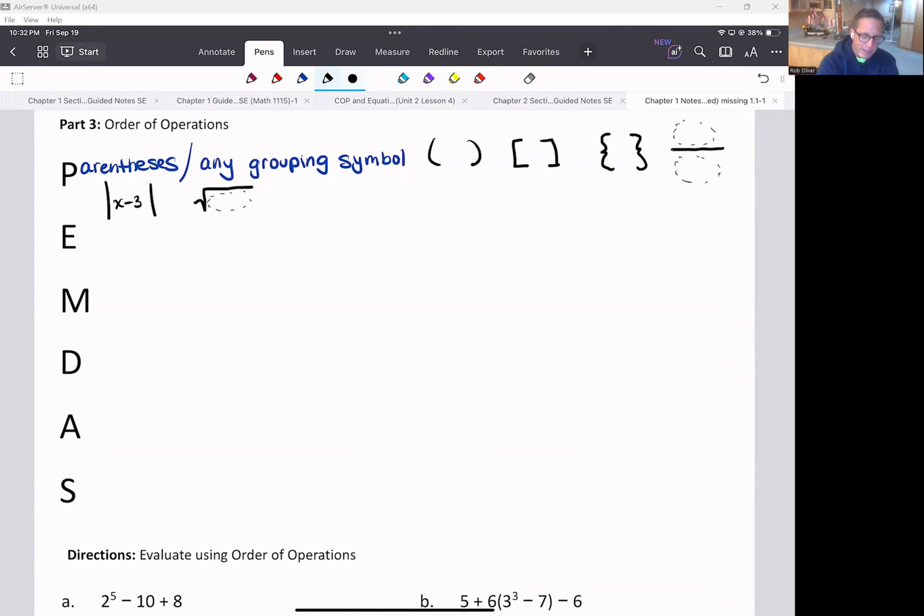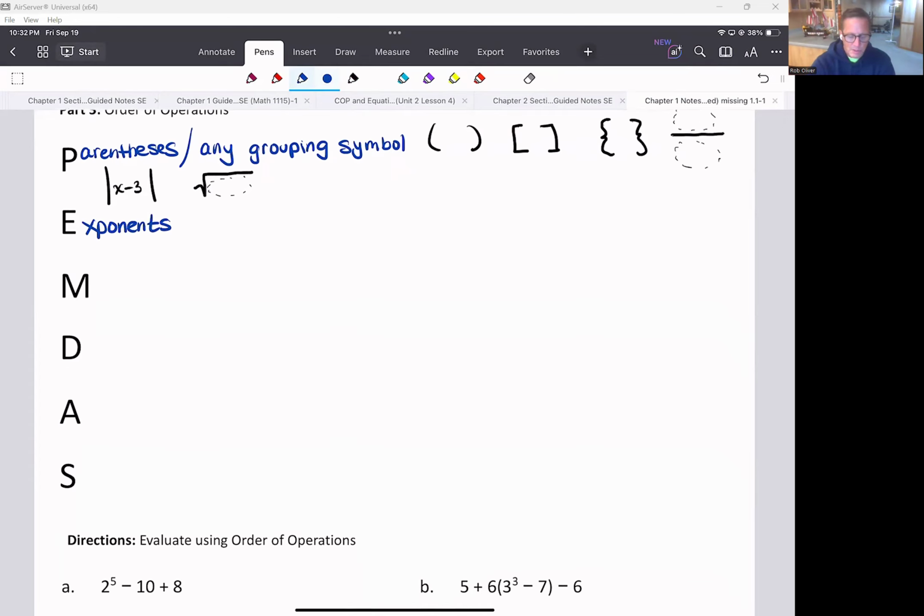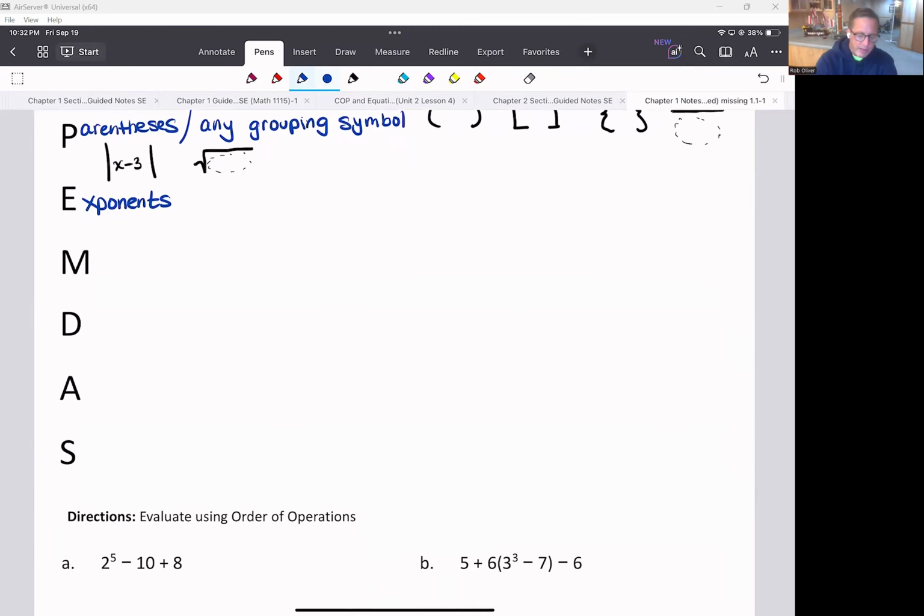The next thing is exponents. The E stands for exponents. There's no mystery about what exponents look like. Any type of exponents you want to do first. And then the M and the D. Now let's talk about that.